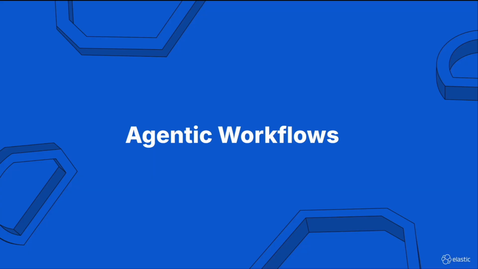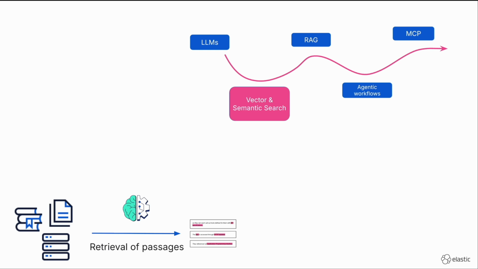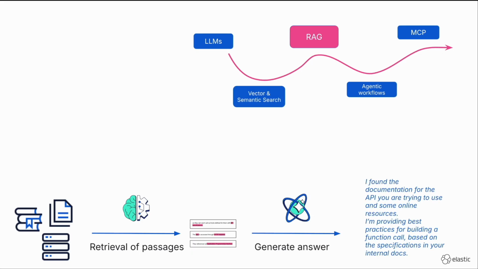So to break it down one more time, we are first using the concept of vector and semantic search, which enables us to use LLMs to retrieve the relevant passages or documents from various data sources. We can combine this with the generative model to generate natural text as the answer based on these passages we've retrieved, as well as other data sources.